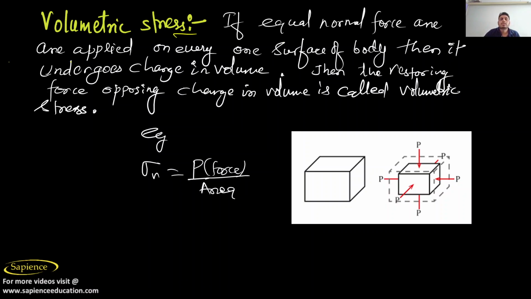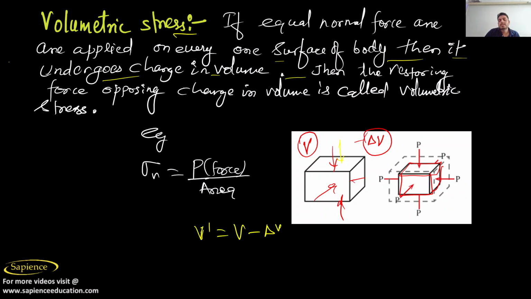If normal forces are applied on every surface of the body, then it undergoes a change in volume. For example, if you apply a force from all the sides, what will happen? Its size will be deformed. Suppose earlier its volume was V, and now the reduced volume is smaller than this. Let us consider the change in volume is del V. So the final volume, V dash, will be equal to the original volume minus the change in volume.